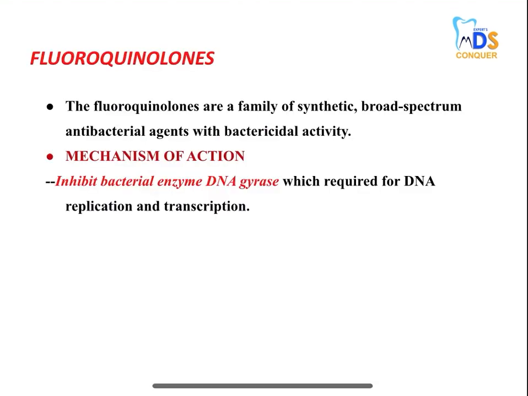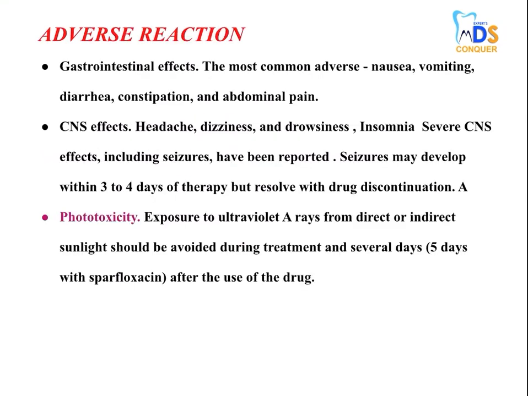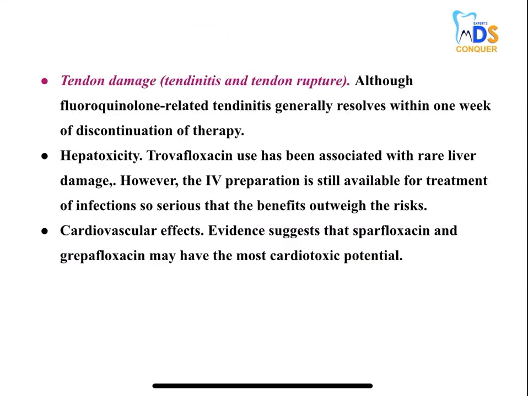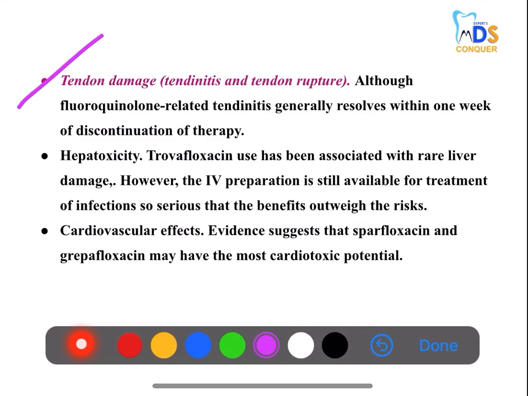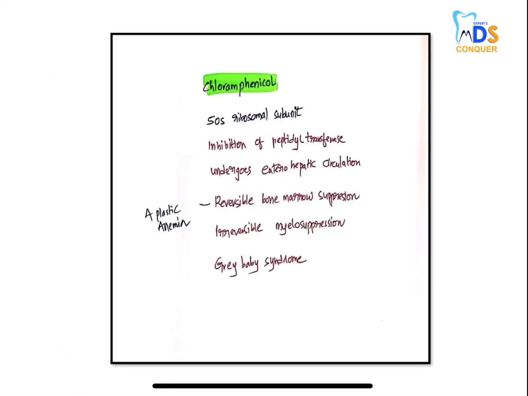Next, fluoroquinolones. Many times they have asked the mechanism of action, quite important, that is it inhibits the DNA gyrase enzyme which is required for replication and transcription. Adverse reactions: phototoxicity, GI effects, CNS effects, and tendon damage. Very important is the tendon damage. Many side effects are there, but tendon damage is more frequently asked. Hepatotoxicity and cardiovascular toxicity are there, but remember tendon damage and phototoxicity.